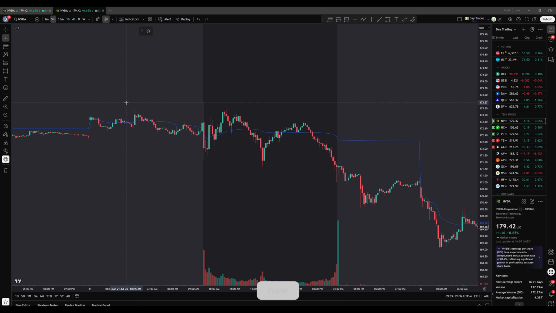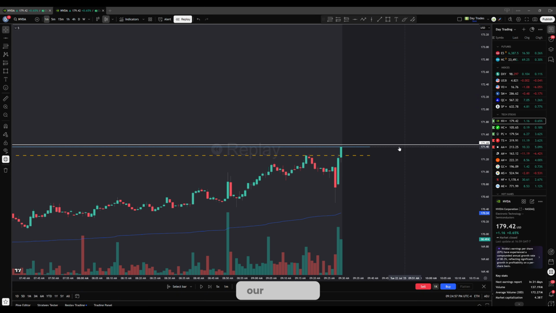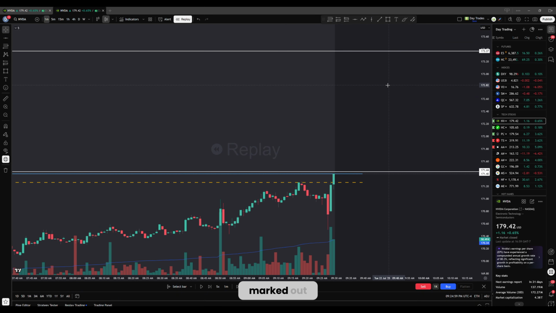You guys know the drill by now. We're going to be marking out our previous day high and our previous day low for NVIDIA on this day. As you guys can see, we have them marked out. Our previous day high is at your 173.37 key level, and your previous day low is at your 171.43 key level.